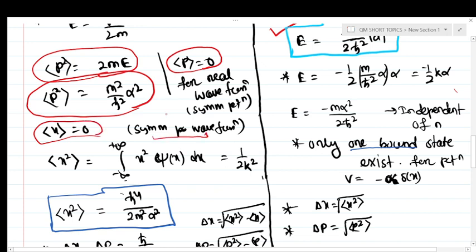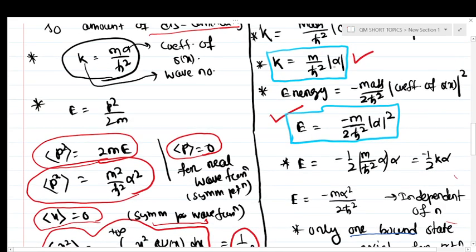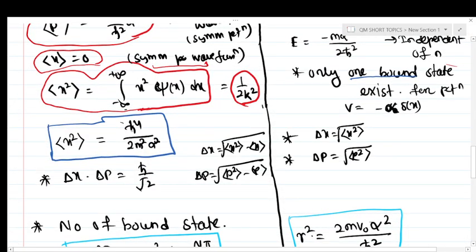Okay, and another thing, x square expectation is equal to, if you find it by this, psi star psi dx will come, but due to the normalized wave function I have taken, I did not divide it. So the value of x square expectation is 1 by 2 k square. Okay, if you put the value of k, that k is m alpha by h squared, then you will get the value of x square expectation, that is h to the power 4 by 2 m square alpha square.